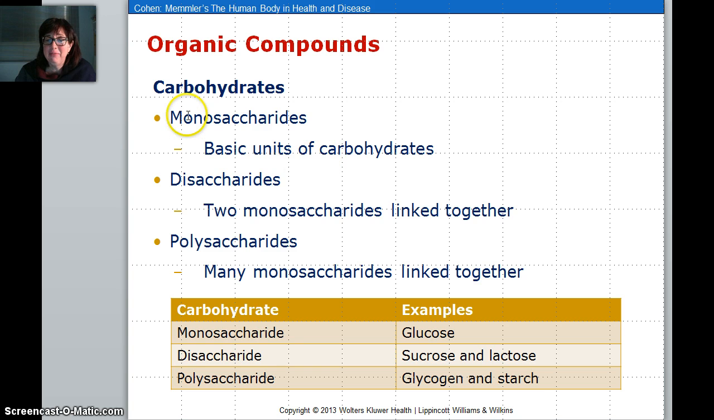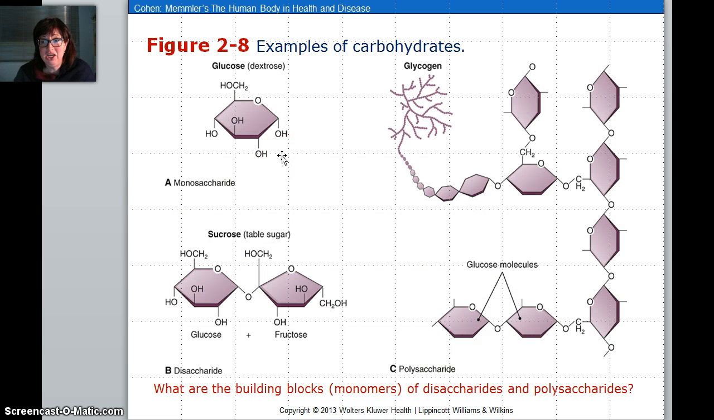Now, the neat thing about biologists is they count 1, 2, and many. So monosaccharide is 1 sugar. Disaccharide is 2 sugars together. And then you get to a polysaccharide, which is a complex molecule with many sugars. Glucose is the one main saccharide that is mainly used as a repeating unit.